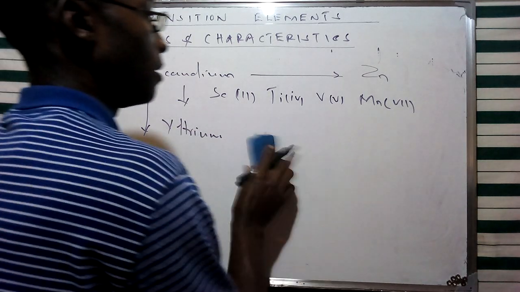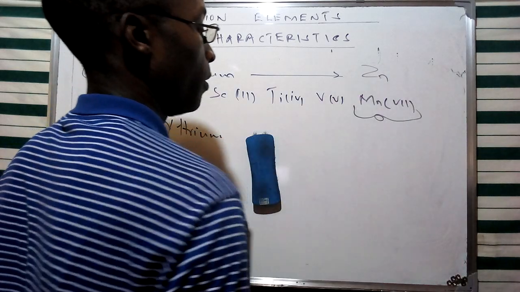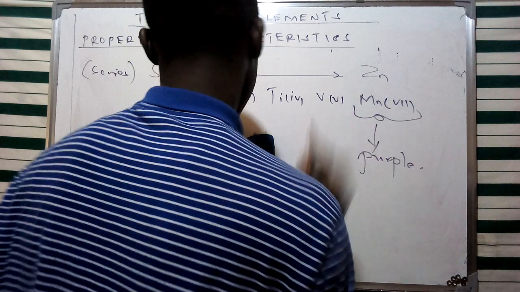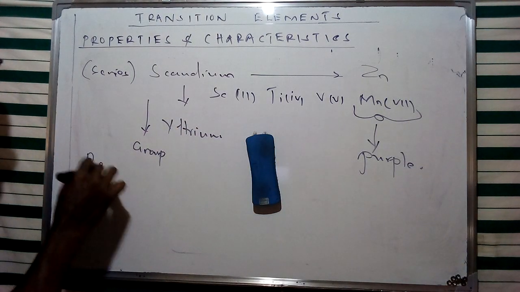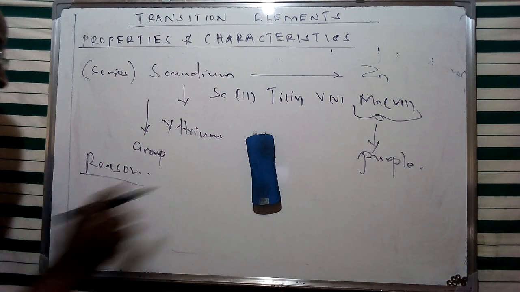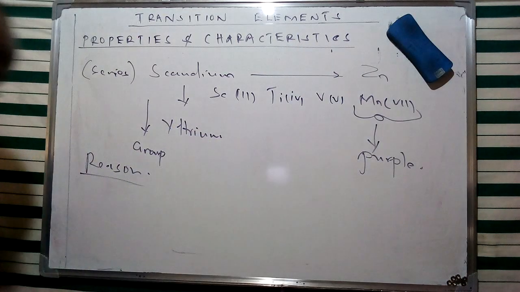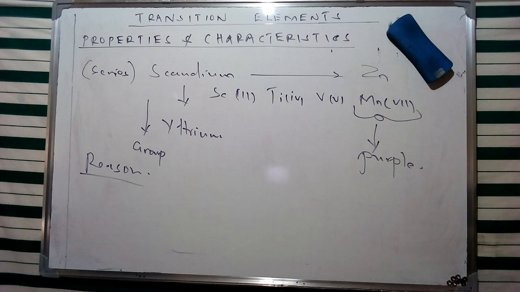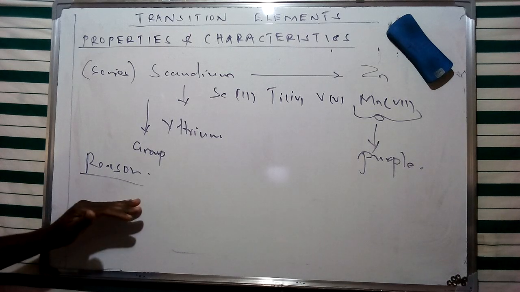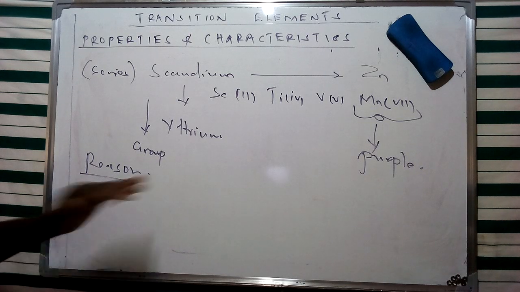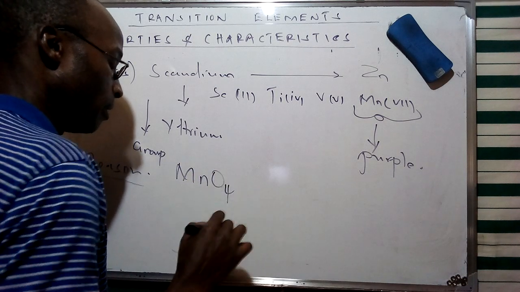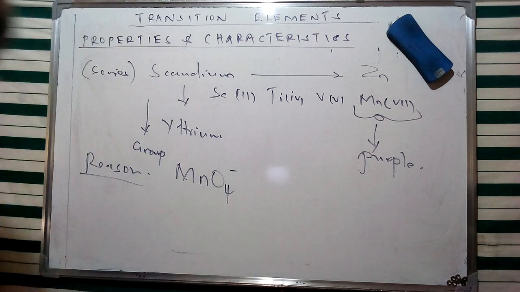However, particularly for this last oxidation state of manganese, manganese 7, this is going to be purple in color, and we're going to give an explanation for that so that we are able to understand in case we come across such characteristics in other transition elements.